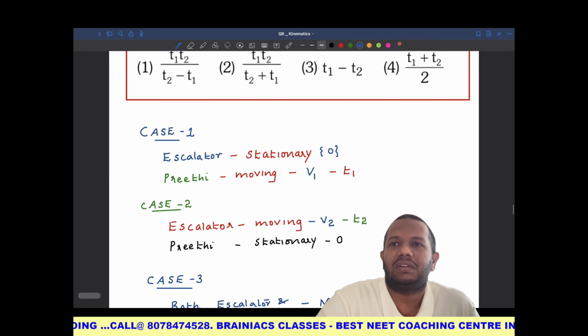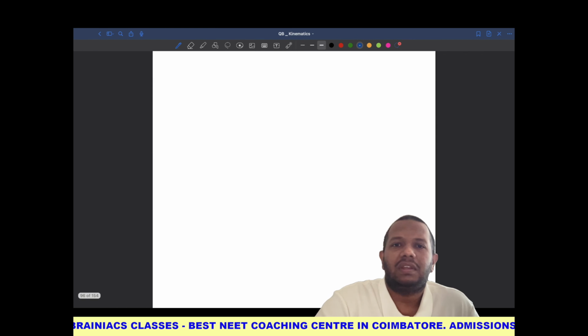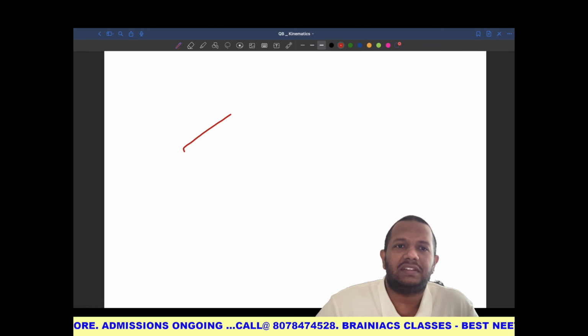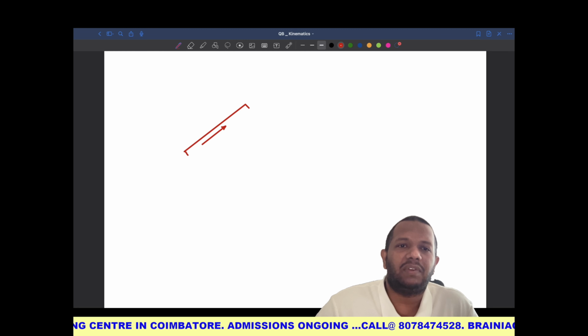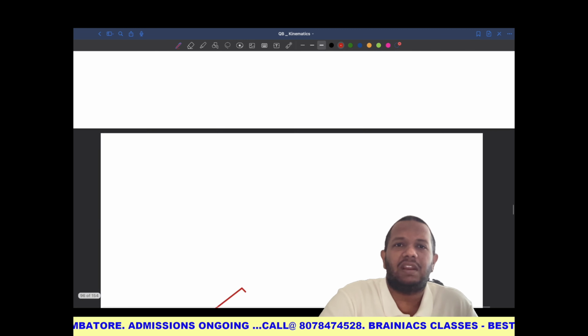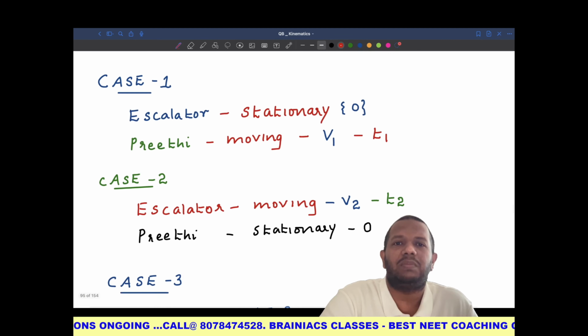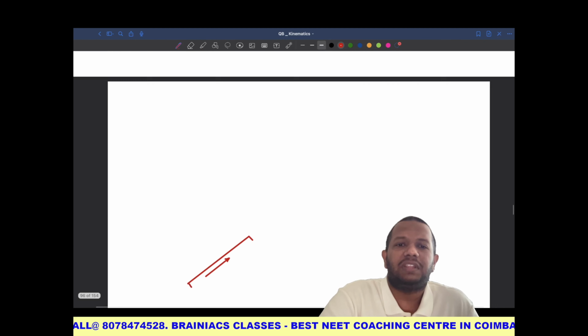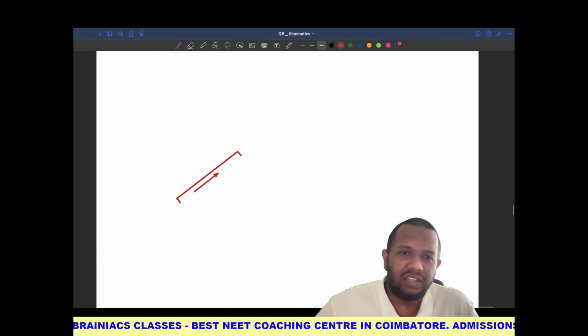I'll add one extra page here. Let us try to understand. Let the escalator move like this. She is moving and the escalator is also moving. When the escalator alone moves, we know its velocity is v2.